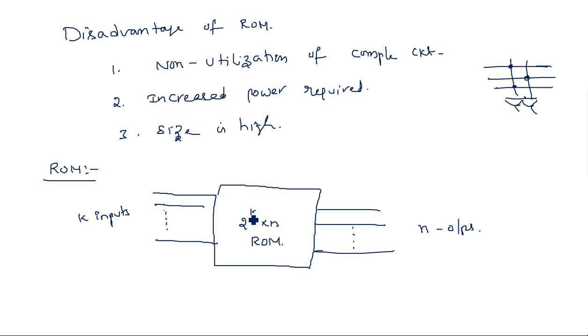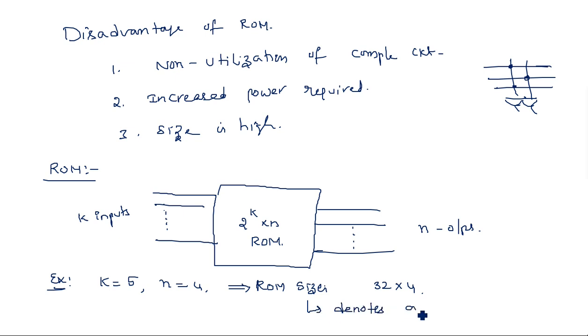Let us consider an example, k is equal to 5 and n is equal to 4. What is the size of the ROM? The ROM size is 2 power 5, which is 32, and we have 4 outputs. So it is 32 by 4. Here the size actually denotes the array.